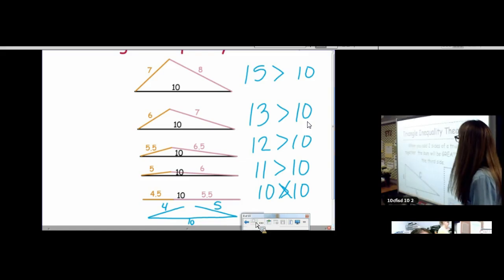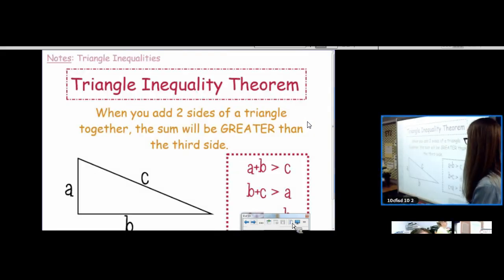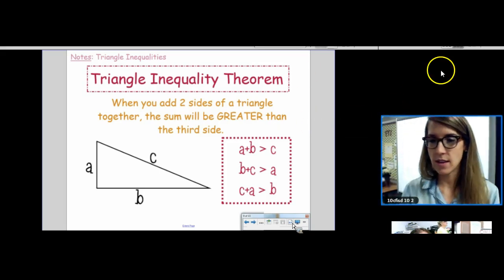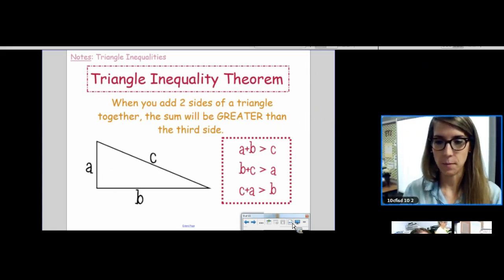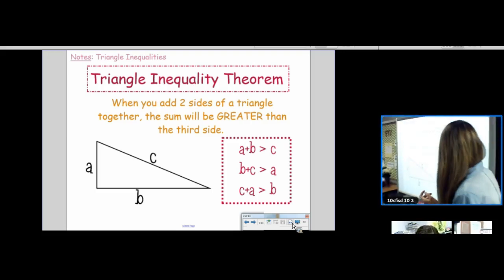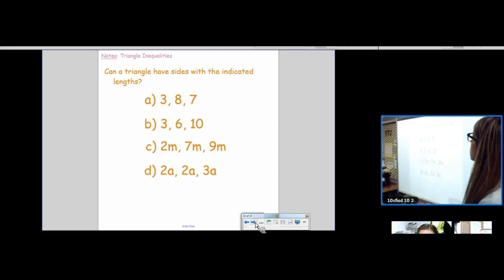Okay. So you may write down this theorem. It's an official theorem. It has its own name. It is the Triangle Inequality Theorem. Write it down. I'm going to move past the Triangle Inequality Theorem, and we're going to try some examples.